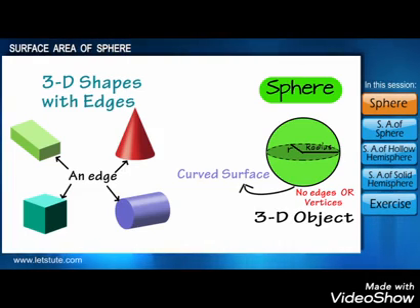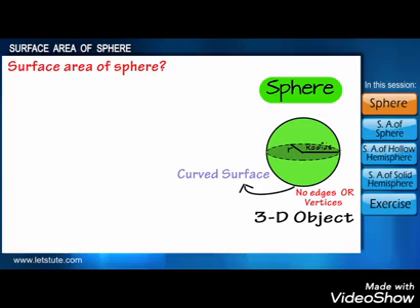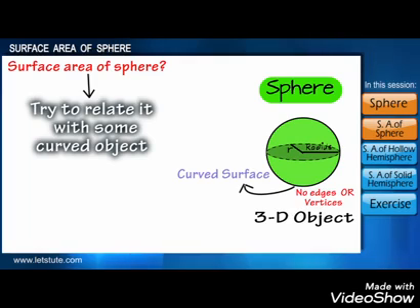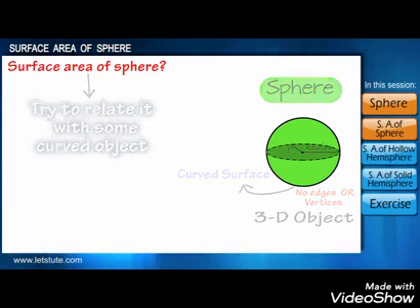So like the other objects which we have already learned in our previous sessions, how can we calculate the surface area of a sphere? Since it is round in shape with no edges, it is a bit difficult to find its surface area. But we can make it easier to understand if we relate it with the curved or round-shaped objects.